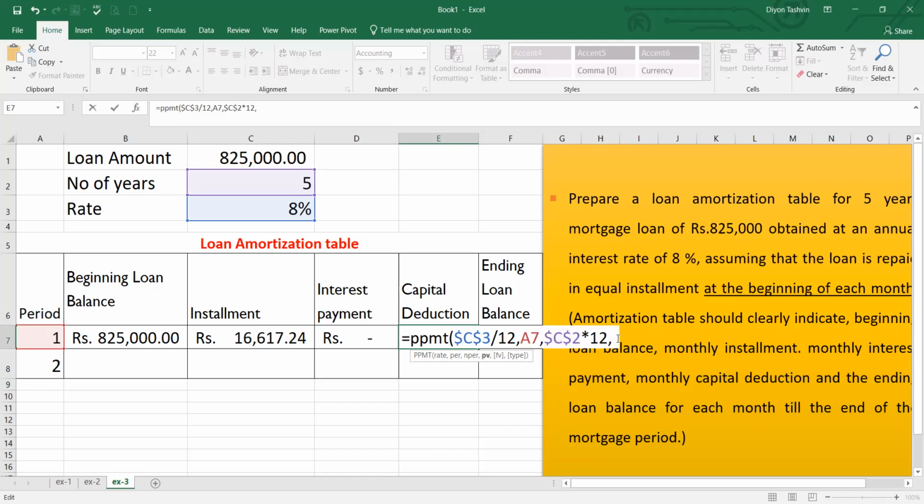Then here we have to put the present value, which is the current value of the loan. If we want to take the figure in positive, we have to put a minus sign in front of the present value of the loan. Then we have to fix it as well. So then we can skip the future value.